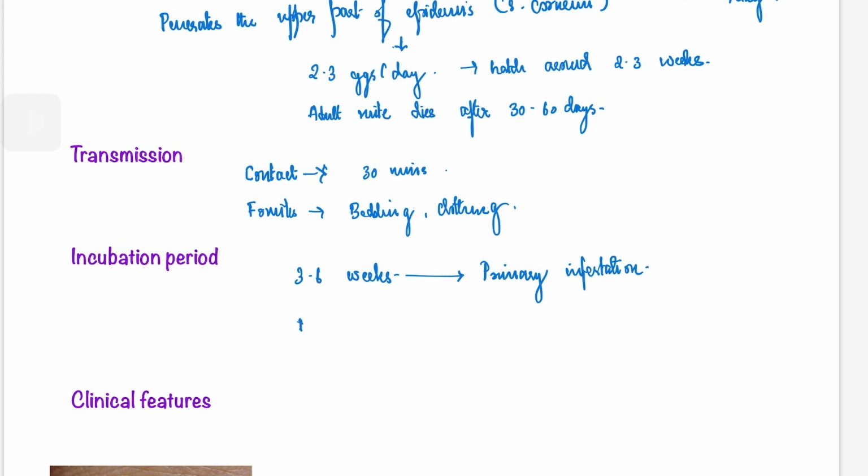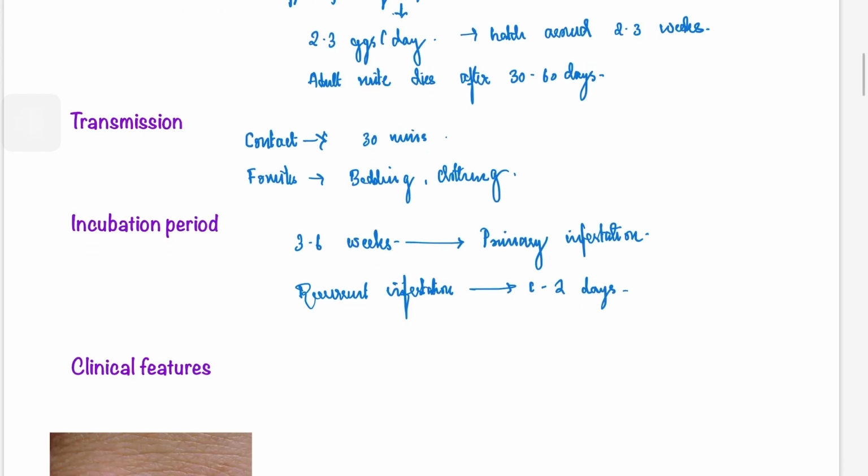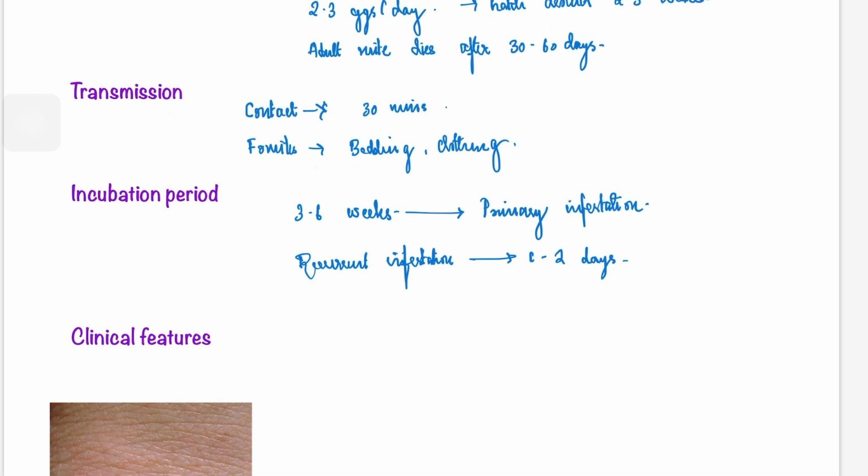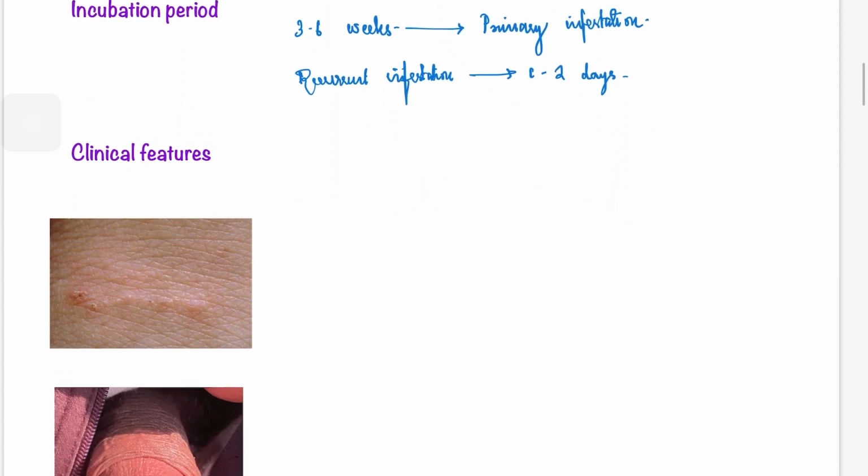After getting cured, suppose the patient gets a recurrent infestation, it would be sooner. It will be within a span of 1 to 2 days. This is important, and they have asked about this period of primary and recurrent infection in previous exams. It's 3 to 6 weeks in primary infestation, and if it's recurrent, it takes only 1 to 2 days for the incubation period. And clinically, you would see itching. Itching will be more severe during the night.